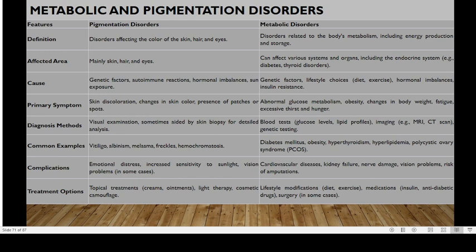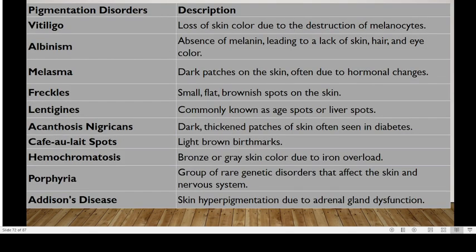Lastly, we have treatment options. For pigmentation, this is normally characterized by topical treatments, the creams and ointments, light therapy, and cosmetic camouflage. Whereas for the metabolic, we could have lifestyle modification of diet and exercise. Then we also have medication like insulin or anti-diabetic drugs, or surgery in certain cases.